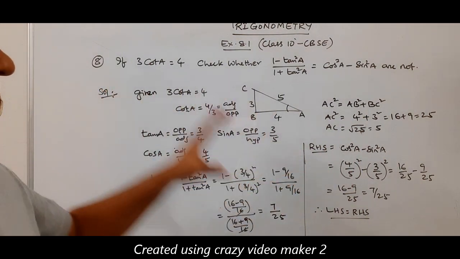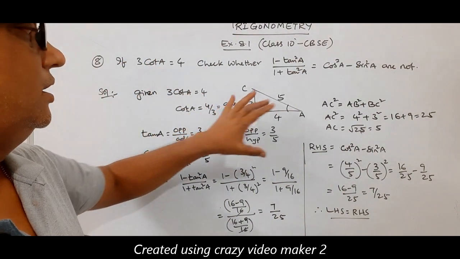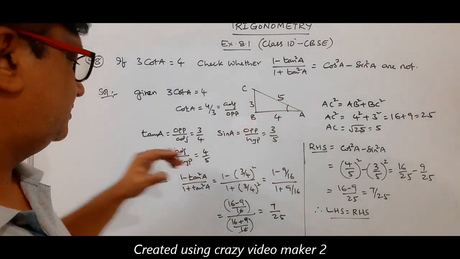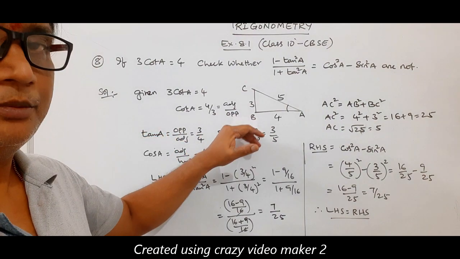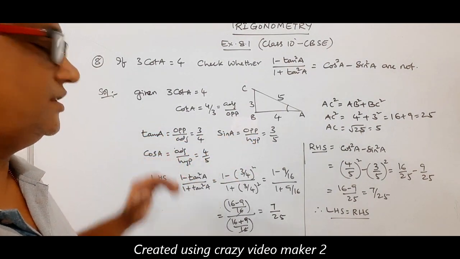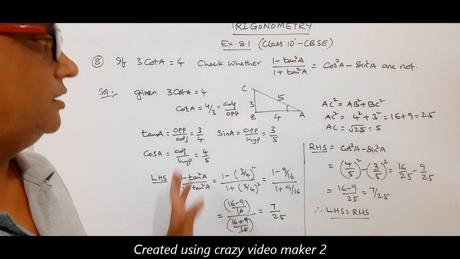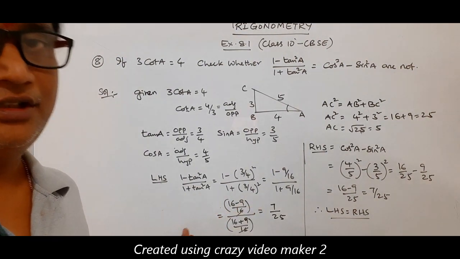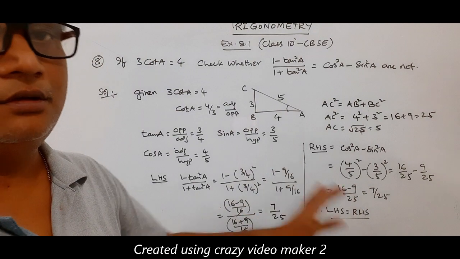This is the question. So first think about cot A. Take cot A and write all the sides of the triangle. So take the relation of tan A. Tan A means opposite by adjacent, sin A means opposite by hypotenuse, cos A means adjacent by hypotenuse. So take these ratios and put the values, and RHS equals LHS. You can take RHS to LHS, or LHS to RHS.